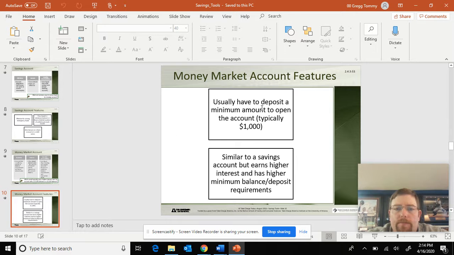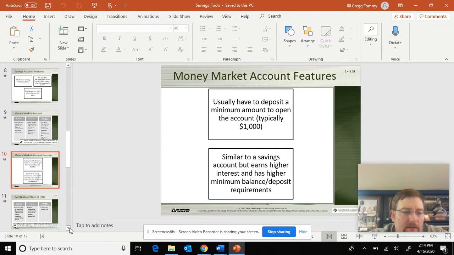Usually you have to deposit a minimum of $1,000 to get it going, similar to a savings account, but this does earn higher interest. The trade-off is you can't have as much access to this money compared to a savings account.